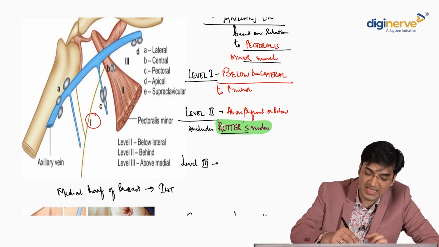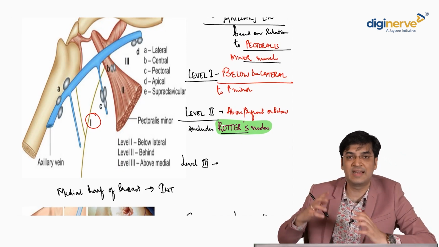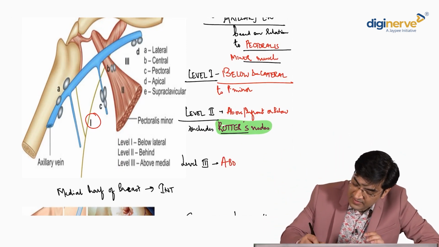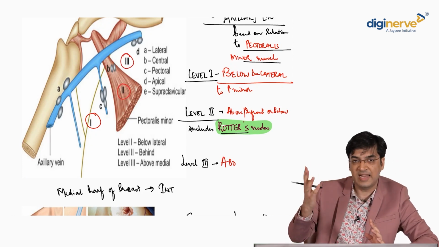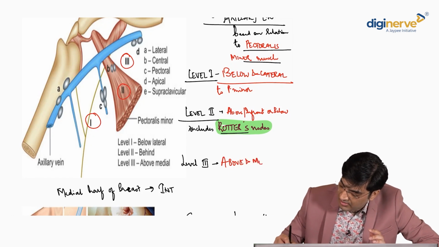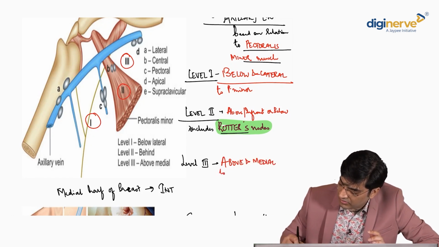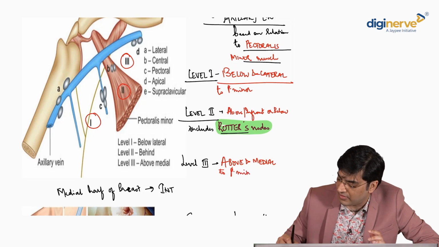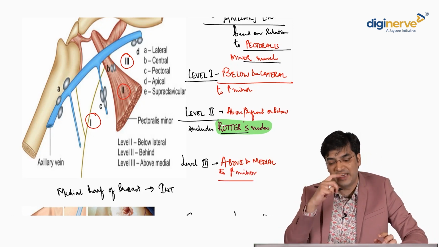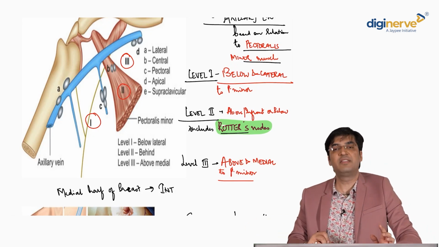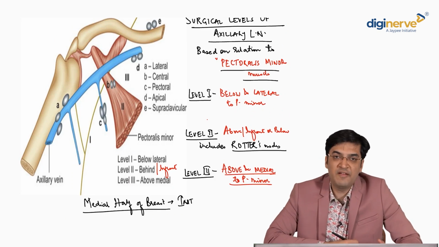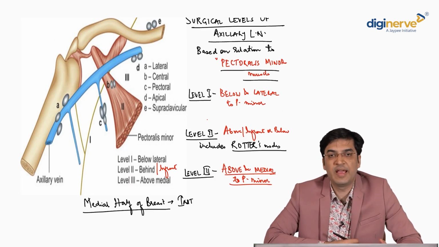From the diagram itself, it is self-evident that those that lie above and medial, see, this is above and medial, in front and below was level 2, and above and medial to pectoralis minor was your level 3 nodes. Now, what all comes into level 3 nodes? Level 3 is above and medial to the pectoralis minor. So, level 3 lymph nodes were above and medial to the pectoralis minor muscle.